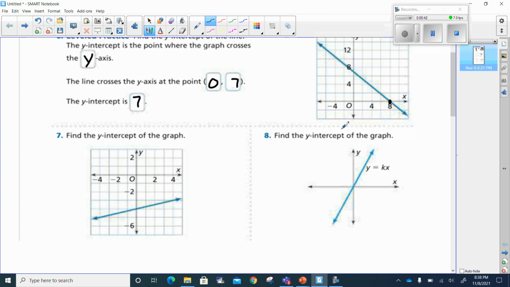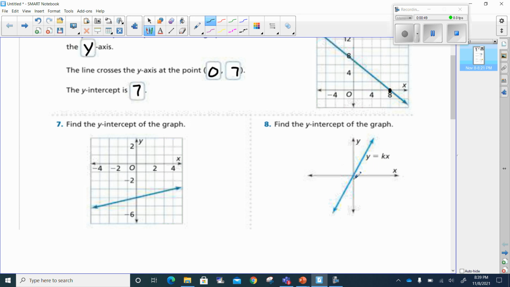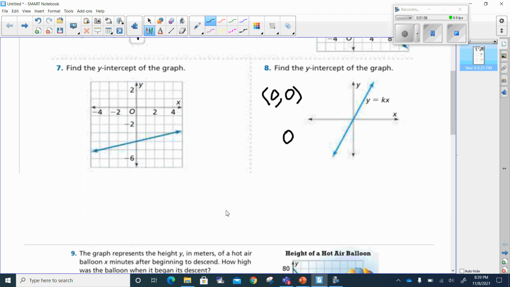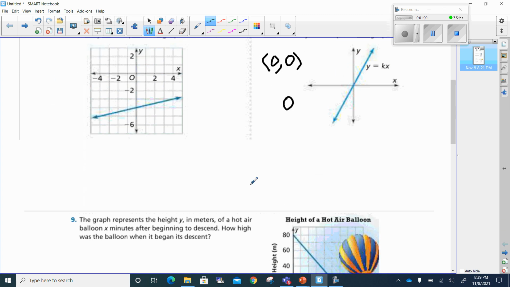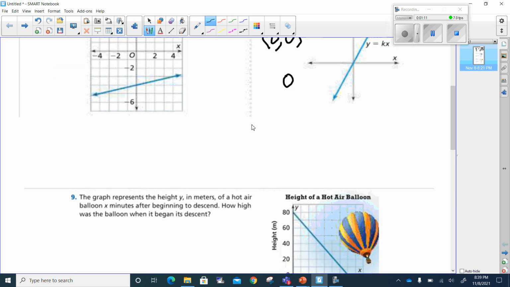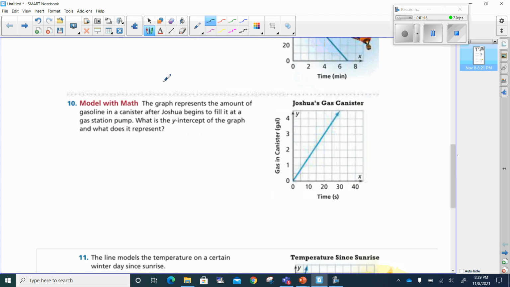Going to number 8, find the y-intercept of this graph. Well, it's saying y equals kx. And I know that it's going through the origin. So the y-intercept is going to be 0, 0, right? It's going to be at 0, 0 is the point where it crosses y. That means the y-intercept is 0. All right? Now, that was number 8, so we're going to number 10.